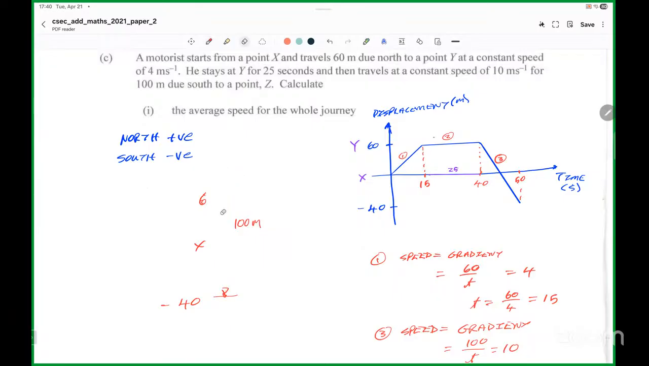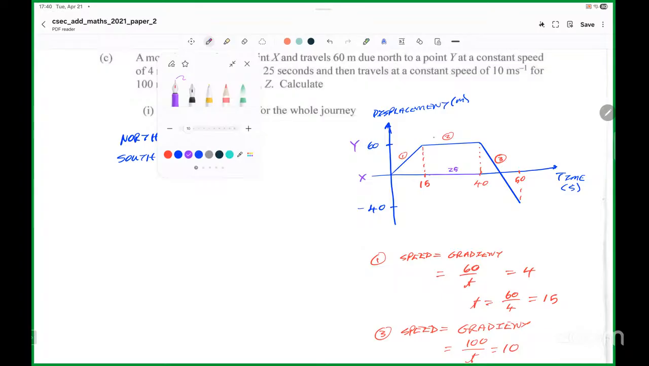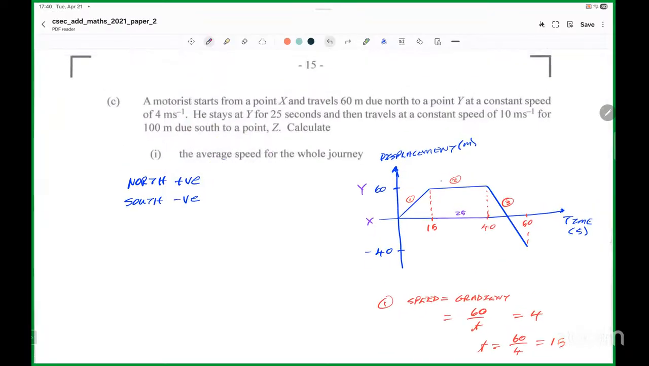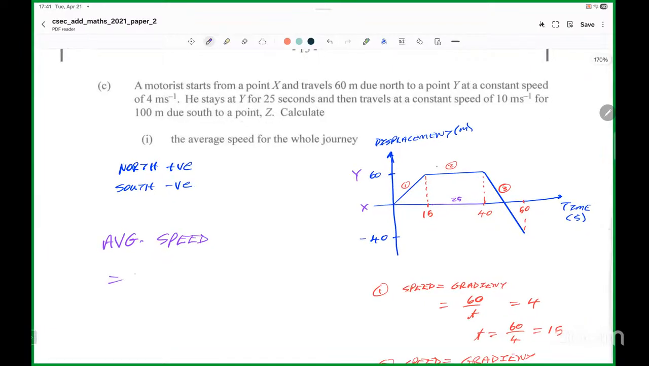All right? So watch this now. To the calculator now. I ask for the average speed. Speed is a scalar quantity. So the average speed is the total distance traveled divided by the total time taken, with no direction component in it. So the average speed will be equal to total distance divided by total time.